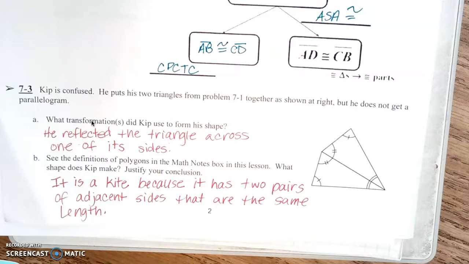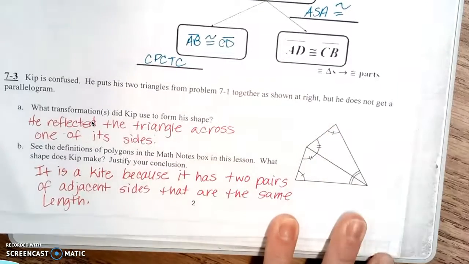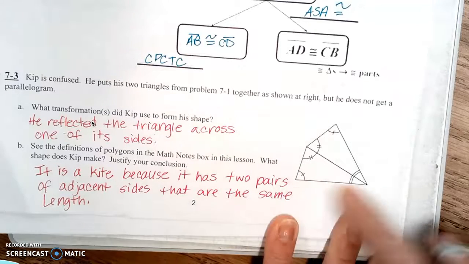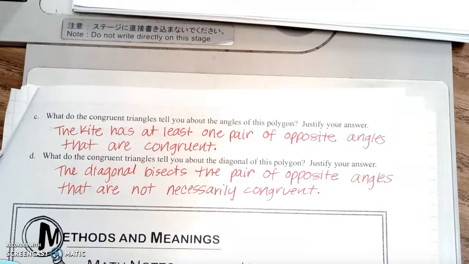So he happens to make a kite, because if you look at the definition of the kite on the next page, it says it has two pairs of adjacent sides that are the same length. Okay, so this side and this side are consecutive, and they're the same, and this side and this side are consecutive, and they're the same. What do the congruent triangles tell you about the angles of this polygon? Justify your answers. Okay, so the kite has at least one pair of opposite angles that are congruent. Definitely not at the top and at the bottom, right? It's going to be the two side ones.